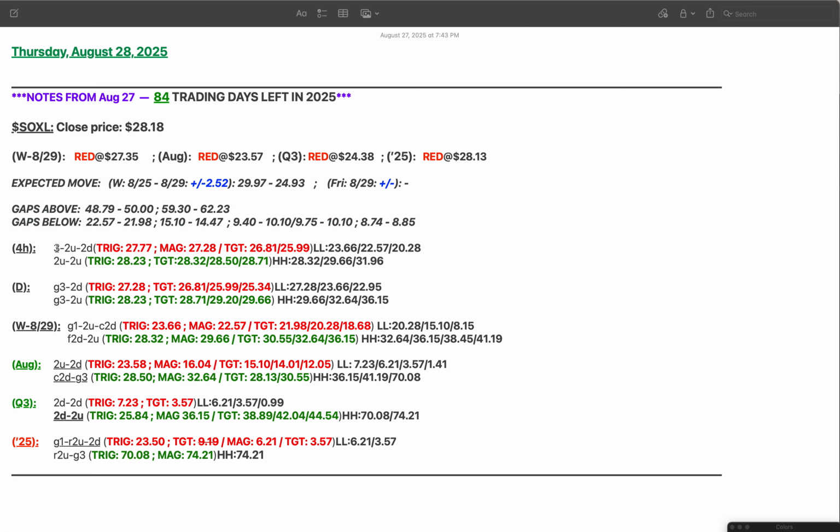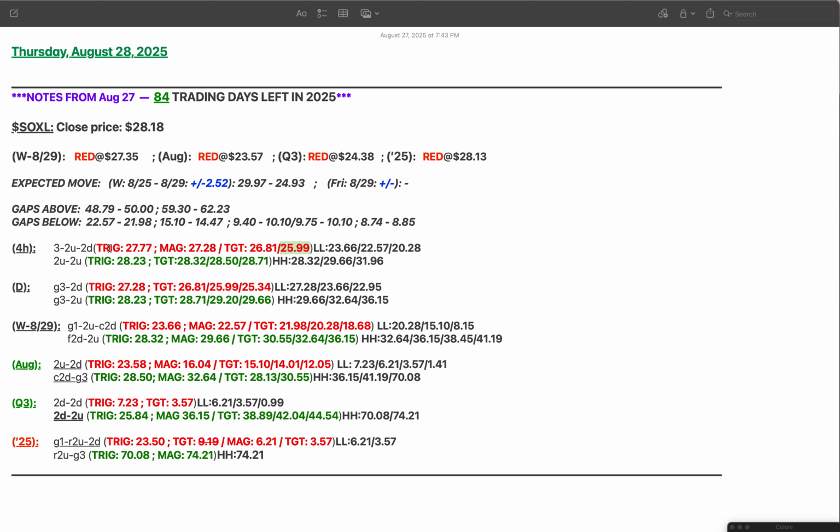But again, to the downside on the 4-hour, if it triggers to the downside, it's triggering a 3-2 up, 2 down. It triggers at 27.77. Magnitude is 27.28. Extended targets are 26.81 and 25.99. So to the upside, we would not have a reversal.